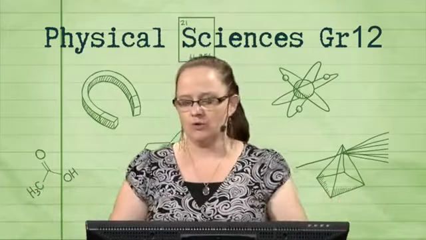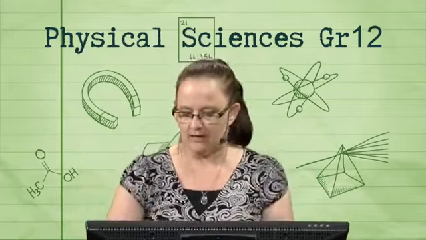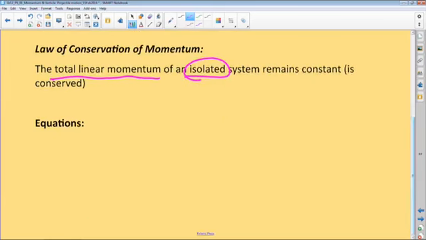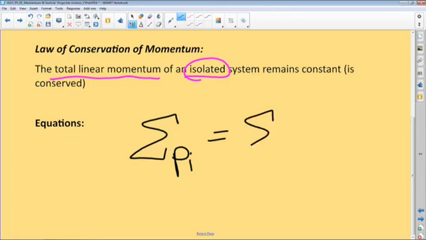What that means for us is that because we're ignoring external forces, the total linear momentum, very important word, in an isolated system remains constant. It is conserved. How do we put that into an equation? Now, this is very important. Watch what I'm going to write: sigma initial momentum, or before, is equal to sigma momentum after.